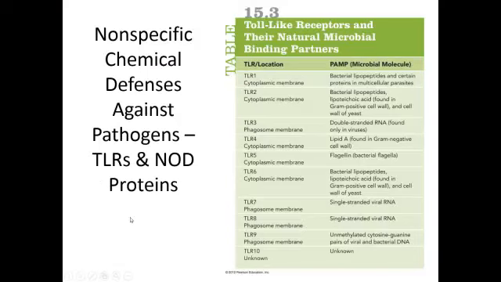Toll-like receptors are receptors that are found on the cytoplasmic membrane or in the phagosome membrane of cells, mostly phagocytes. Toll-like receptors bind to what we call PAMPs, or pathogen-associated molecular patterns. These are molecules that are never found in the human body, so they are identified as being foreign.